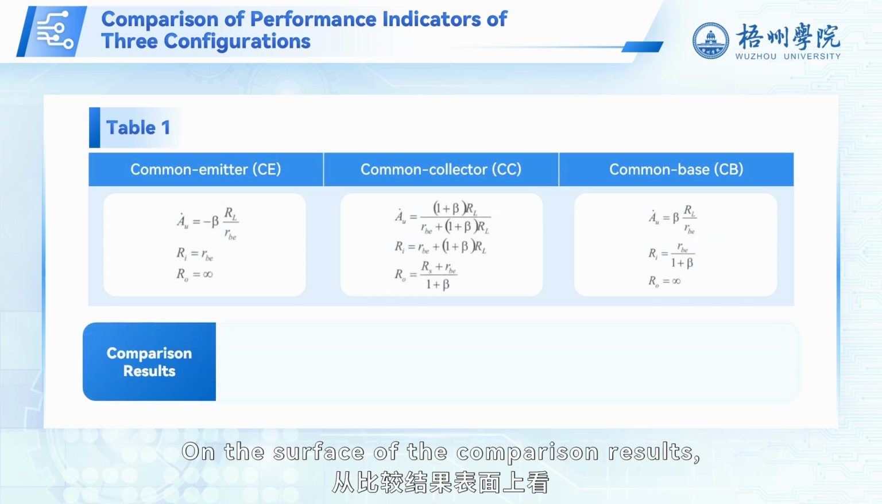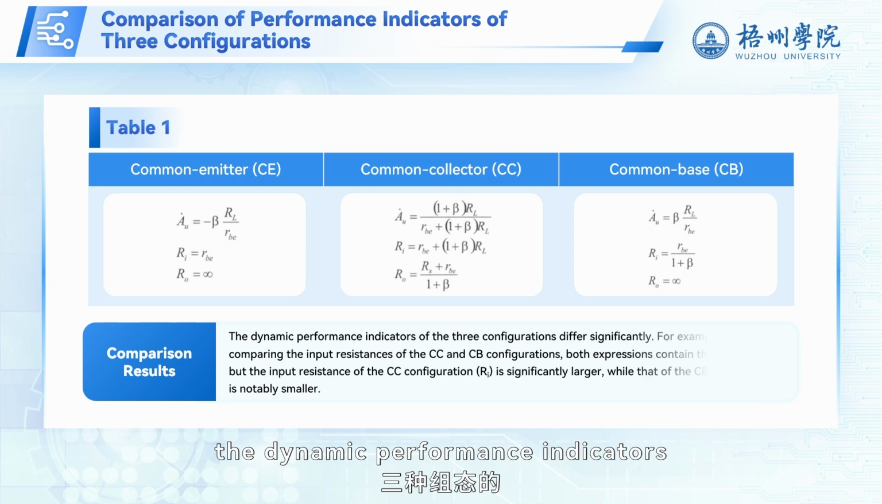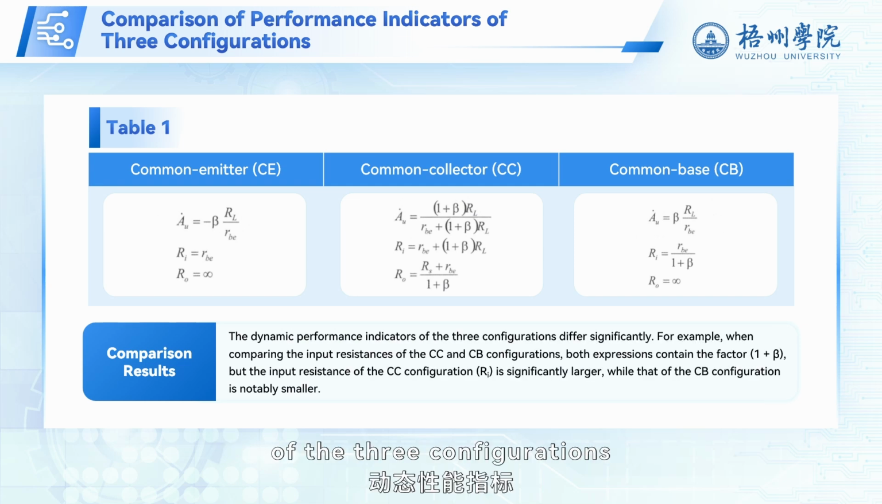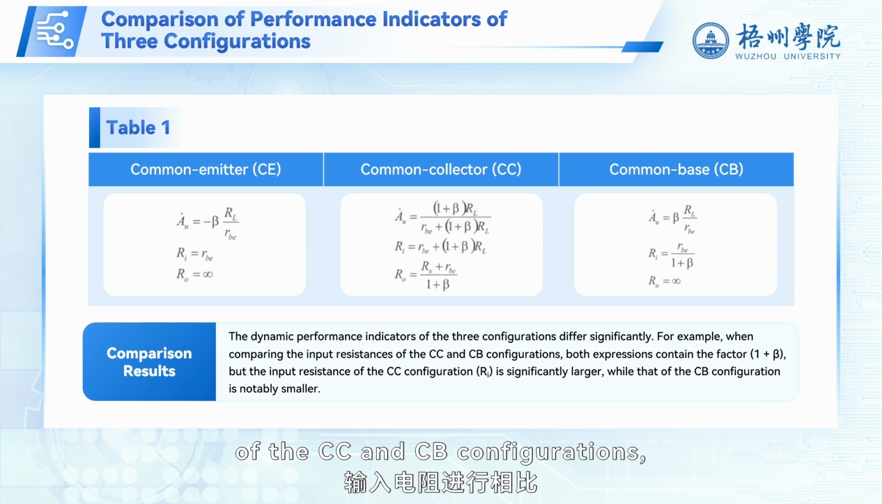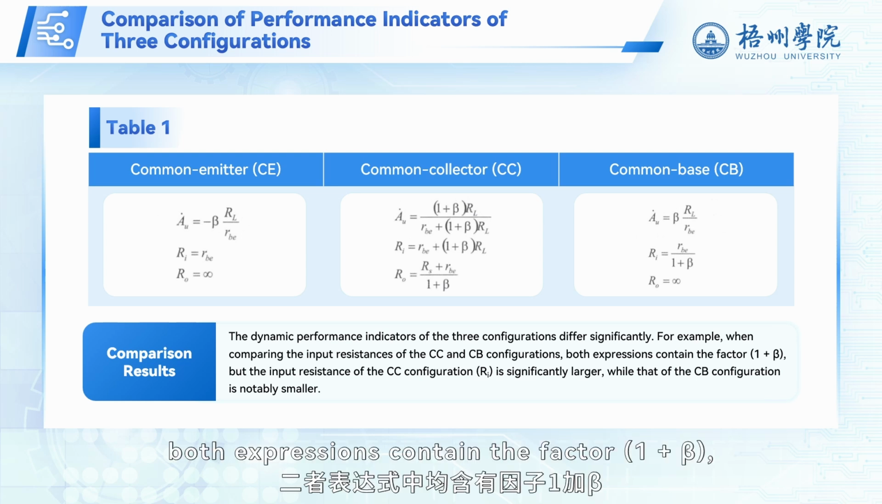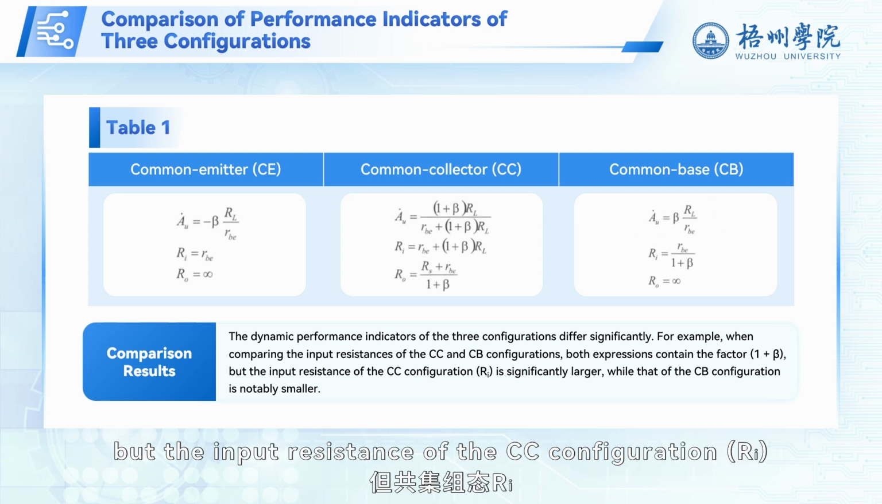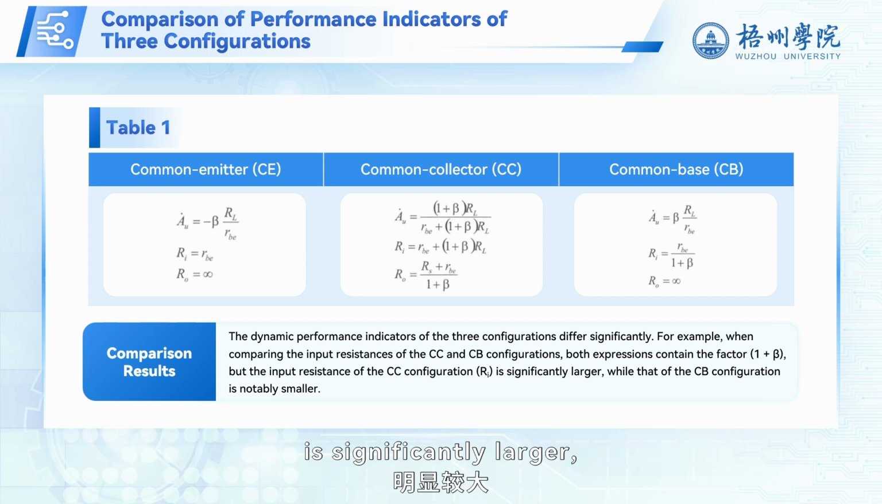On the surface of the comparison results, the dynamic performance indicators of the three configurations differ significantly. For example, when comparing the input resistances of the common collector and common base configurations, both expressions contain the factor 1 plus beta, but the input resistance of the common collector configuration, Ri, is significantly larger, while that of the common base configuration is notably smaller.